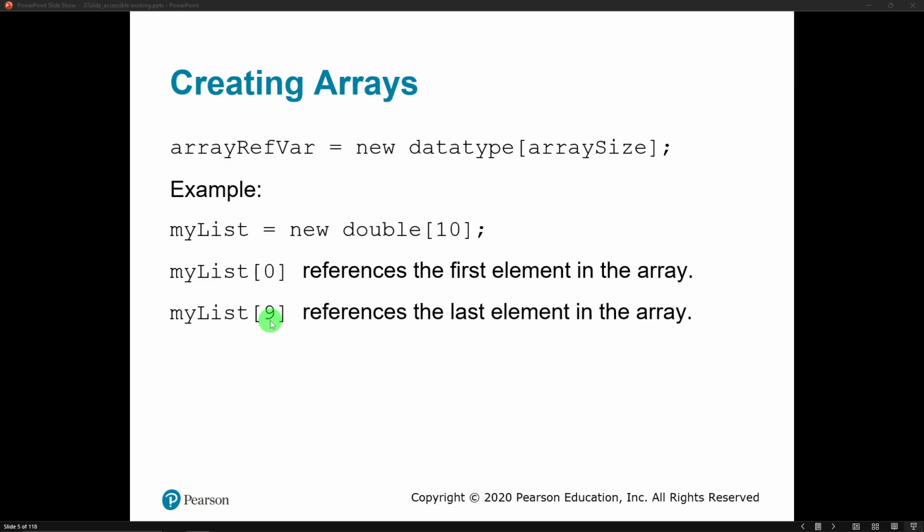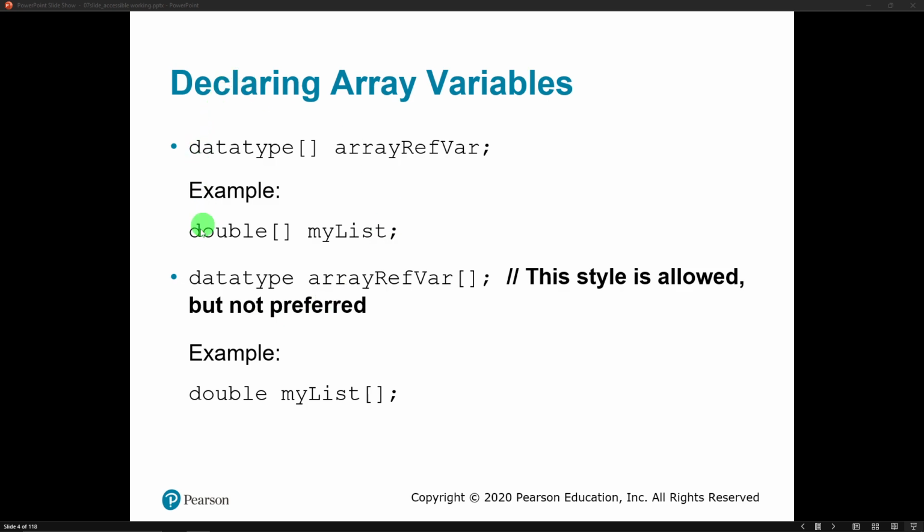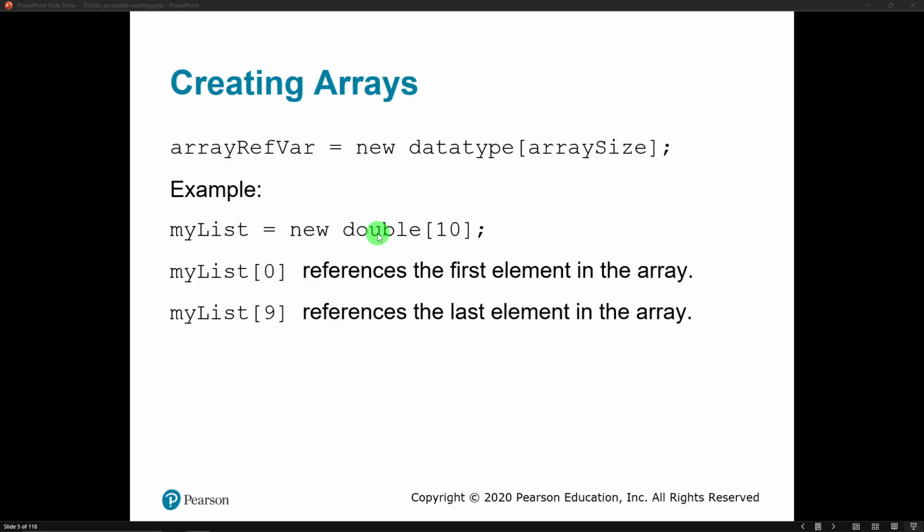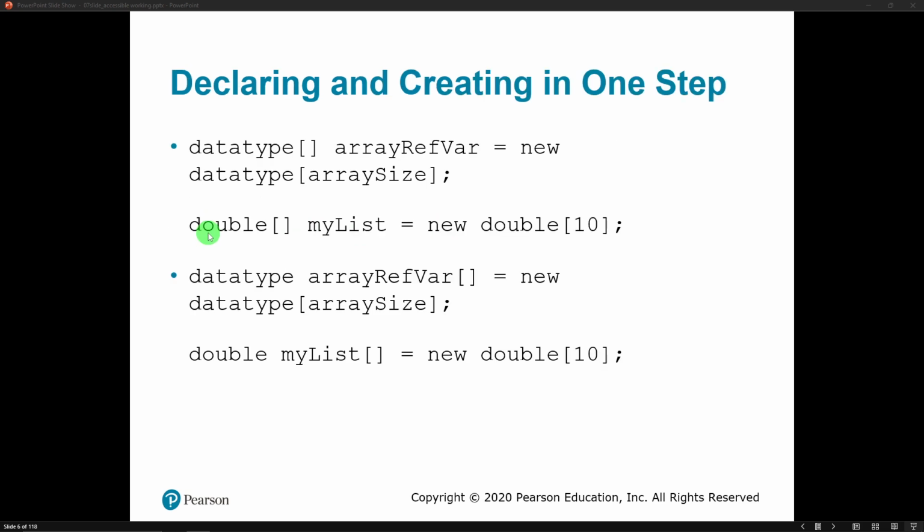Now, I showed you two different things. I showed you how to declare a variable here, and then we talked about creating the array and assigning it to the variable there. That's two separate steps. But actually, we can do it in one step, and we do it like this. We're going to declare the type with the square brackets, give it a name, and then use the new keyword followed by the data type and the size.